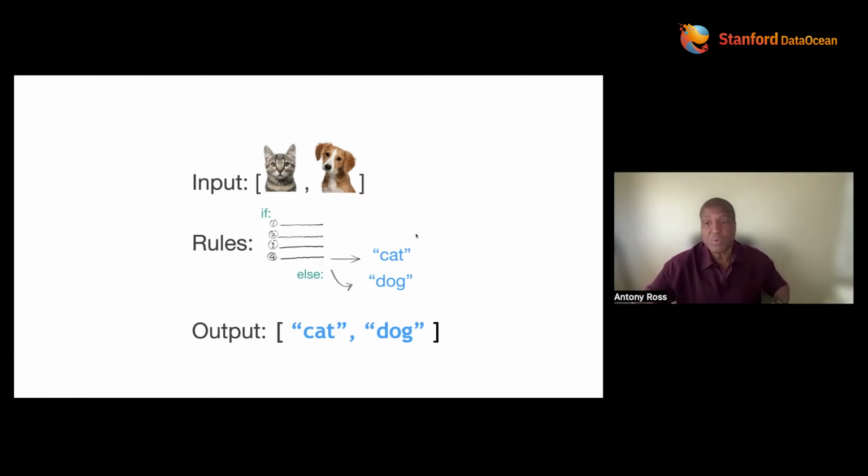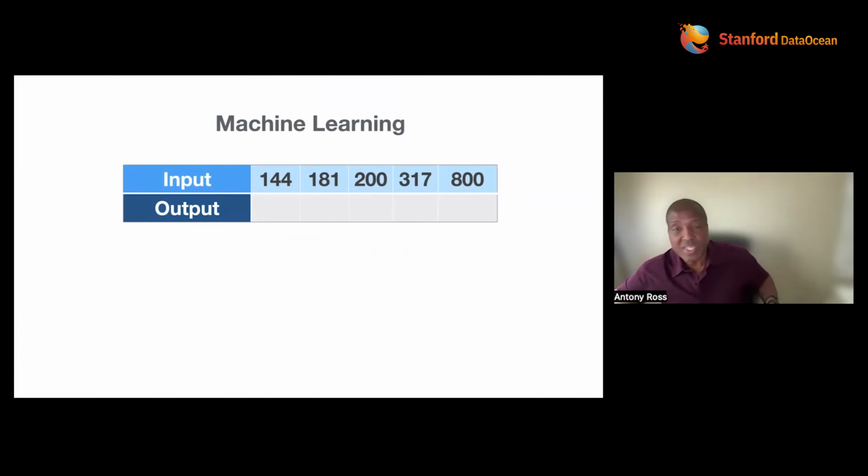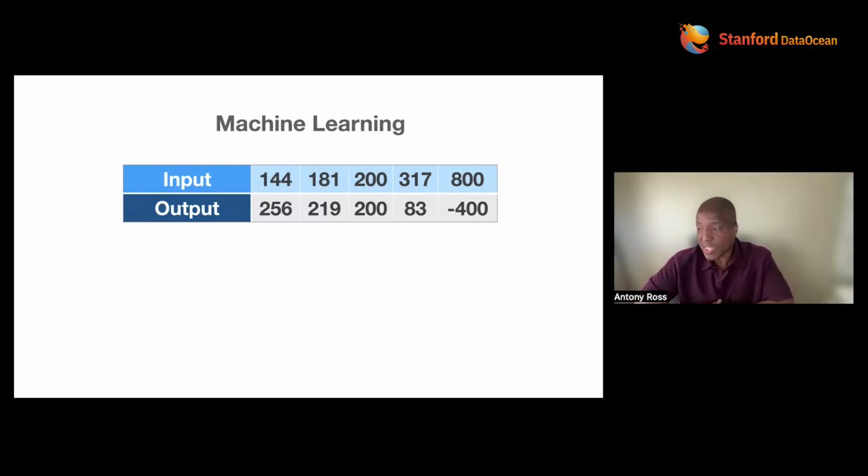Now, let me ask you guys a question. I really want you to do your best to answer this for me. I want to give you a really good sense of machine learning. Here are some examples. Here's an input. Remember I said you're going to give the machine some input? You have 144, 181, 200, 317, and 800. This is the associated output: 256, 219, 283, and negative 400. I know a few of you, so I know you're bright.